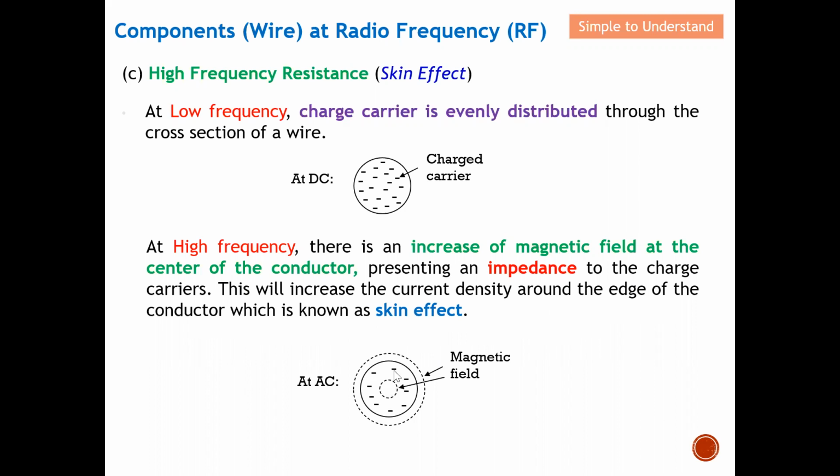So this is what we have learned during our school days. We know that at higher frequency, the current is not evenly distributed, because at the center of the conductor we have an increase of magnetic field. This presents a higher impedance to discourage the charge from flowing at the center of the conductor. Hence, the charge prefers to flow on the edge of the conductor, and this is what we know as skin effect.